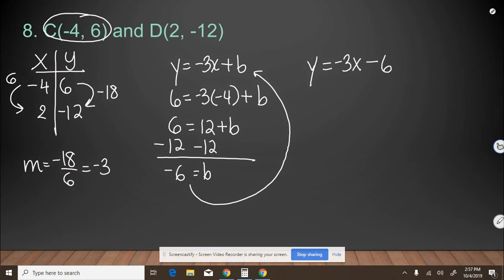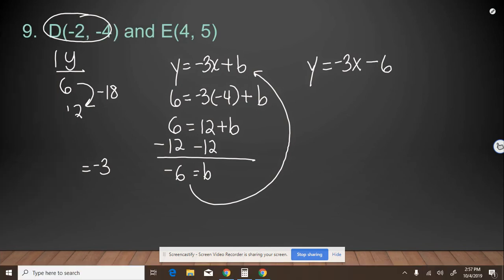Now, like I said before, I could plug in one of the coordinates to make sure I'm doing this correctly. If I do -3 times 2, I get -6, and -6 minus 6 is -12. If I plug in -4, -3 times -4 is +12, and 12 minus 6 is +6. So both coordinates work in that equation, which proves that we've found the correct equation. Let's keep on going.